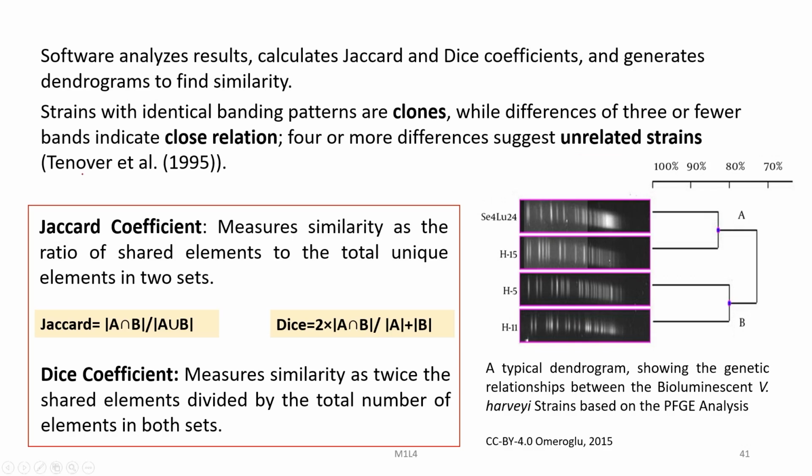So, let us see what the Jaccard coefficient is. The Jaccard coefficient measures similarity as a ratio of shared elements to the total unique elements in two sets, which means the two different bacteria, A and B. And the Dice coefficient measures similarity as twice the shared elements divided by the total number of elements in both the sets, as you can see in this particular formula.